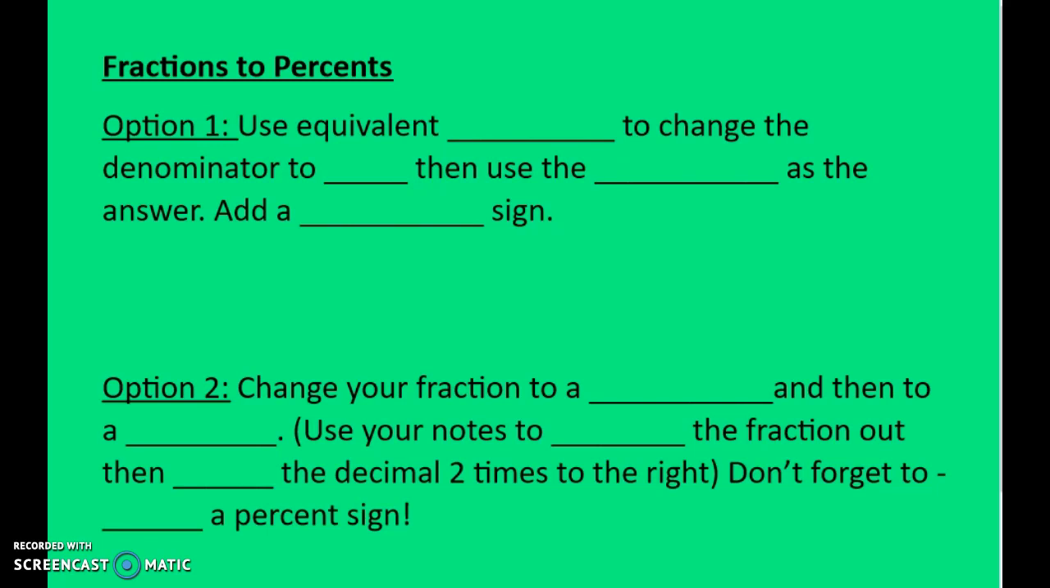All right, to convert from fractions to percents, we are going to use equivalent fractions to change the denominator to 100, then use the numerator as the answer, and we will add a percent sign. So we are going to use equivalent fractions to change the denominator to 100. Then use the numerator as the answer and add a percent sign.